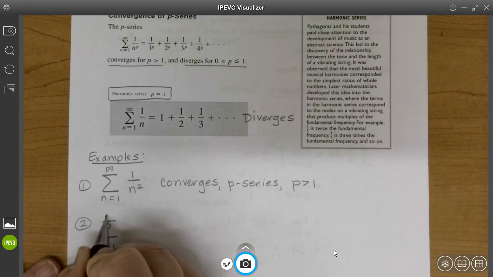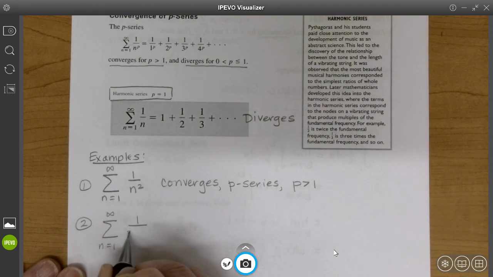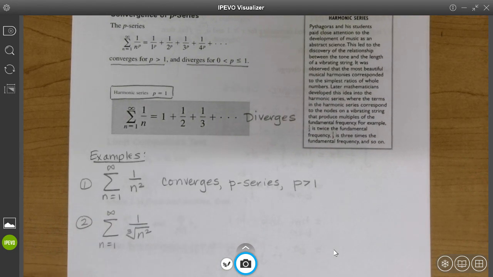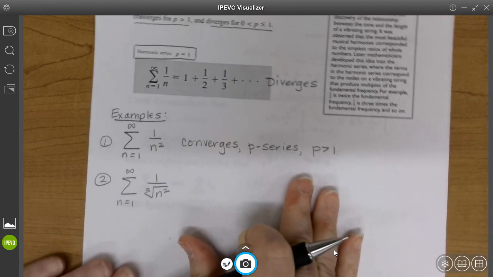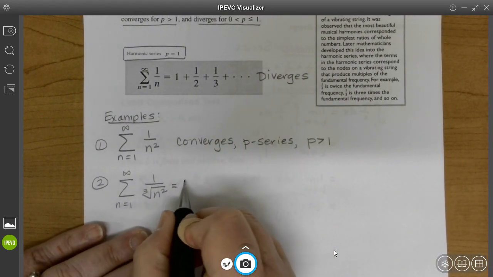The sum from n equal 1 to infinity of this series, 1 over the cube root of n squared. Well, sometimes it's not necessarily clear until you change to exponential form here.